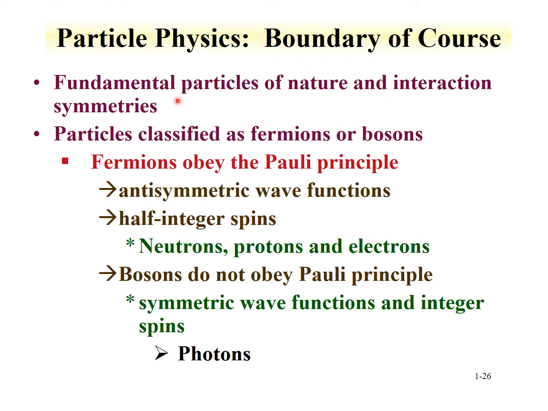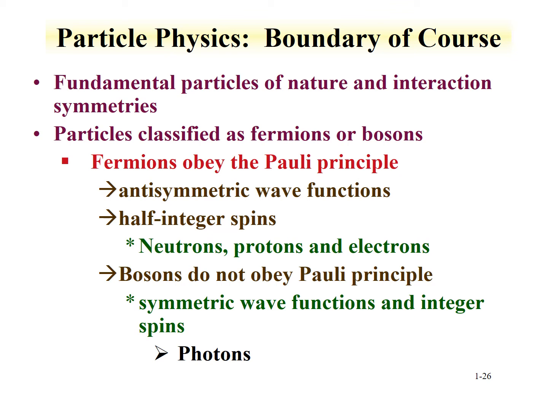So with these fundamental particles in nature, there are interactions, symmetries, and properties of particles that are consistent, that are used within nuclear physics and derived from some of the early work and continue to be utilized today. So particles can be classified as fermions or bosons. Fermions obey the Pauli principle. They're antisymmetric wave functions. They're half-integer spins. Particles that are fermions include neutrons, protons, electrons, all half-integer.